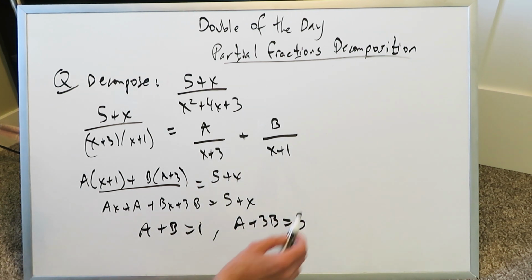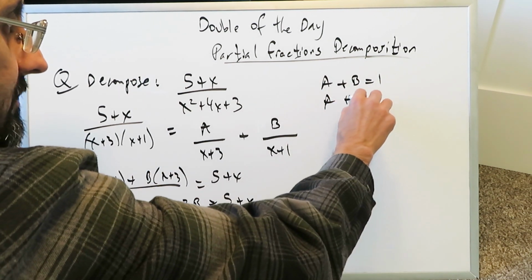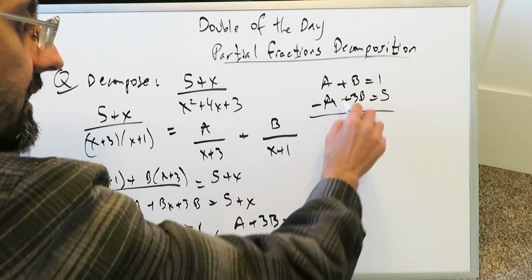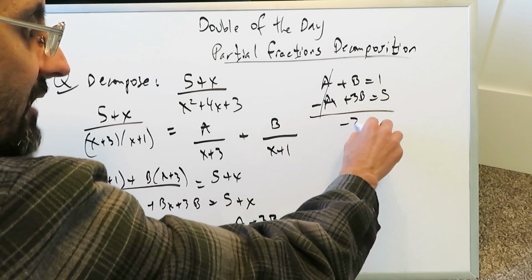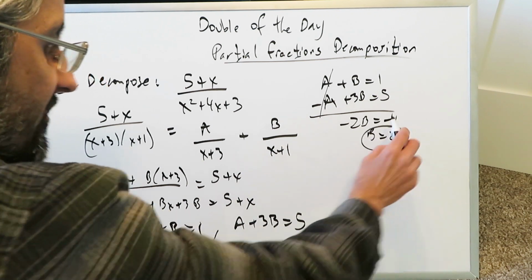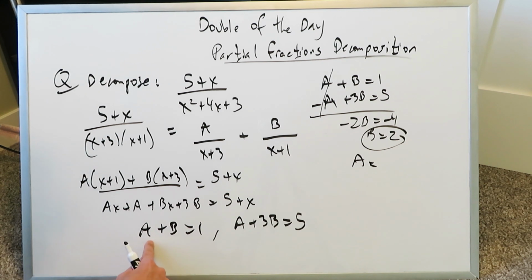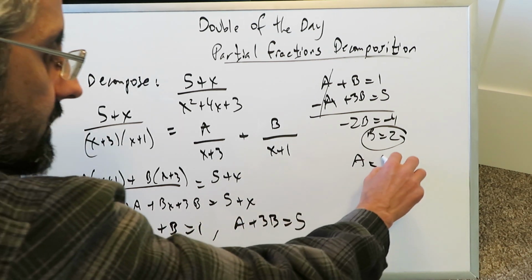Now you have to do some elimination. A plus b equals 1 and a plus 3b is equal to 5. You can minus, this will cancel out. You'll have minus 2b is equal to minus 4 and b is equal to 2. If b is equal to 2, based on this right here, a must be equal to what? Minus 1, right?